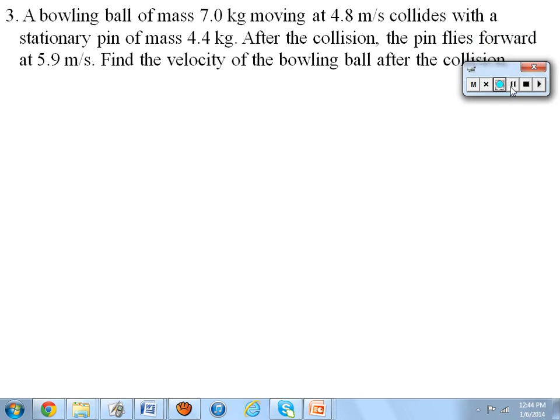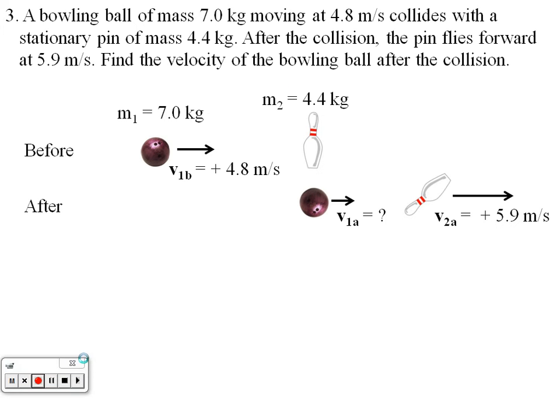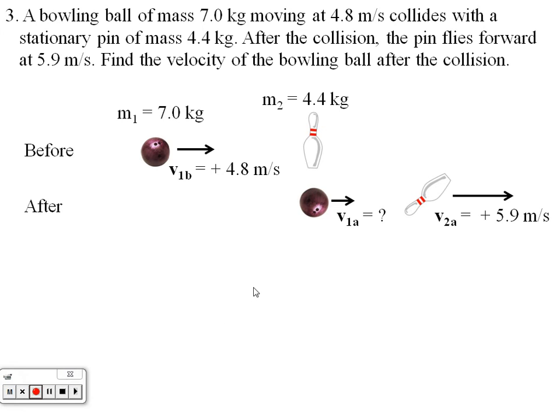Next example. I have a bowling ball hitting a pin. Given the data here, I made a little sketch here, and all my stuff and my starting point, p before is equal to p after. Now, before the collision, the momentum is the momentum of the ball and the momentum of the pin.